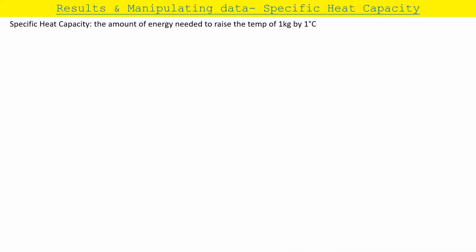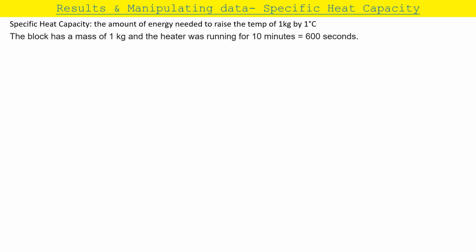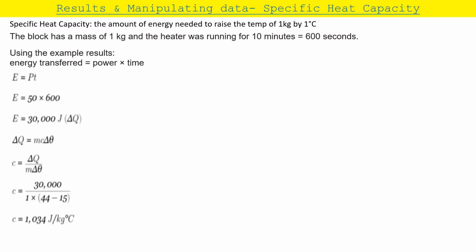So specific heat capacity, again, we've talked about what this means, and the block has a mass of a kilogram, and you usually find it's got a nice round number. Okay, and we're going to assume that the block was running for 10 minutes, therefore that's 600 seconds. So using these as results, we're going to use energy transferred equals power times time. So there are multiple steps, and I just want to point out for those of you who are thinking, oh my god, what is she on about here? However, this would be worth six marks on a higher paper.